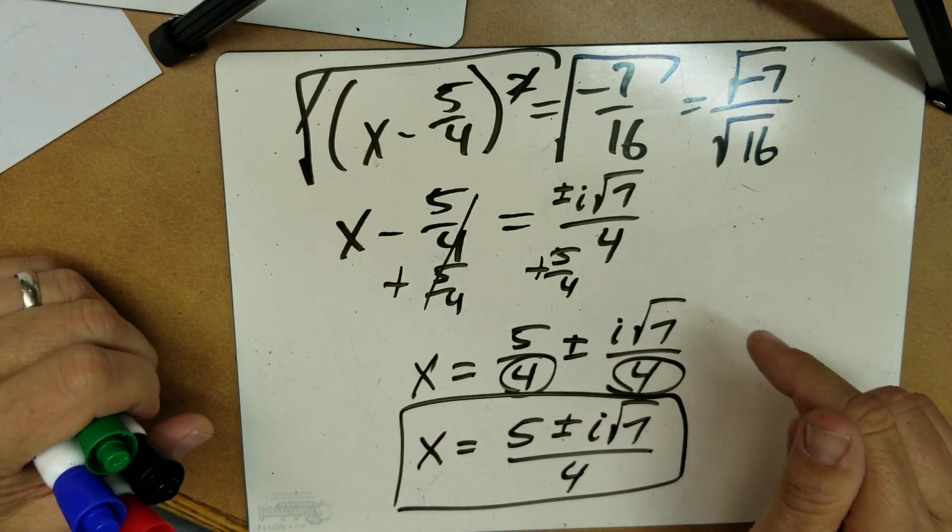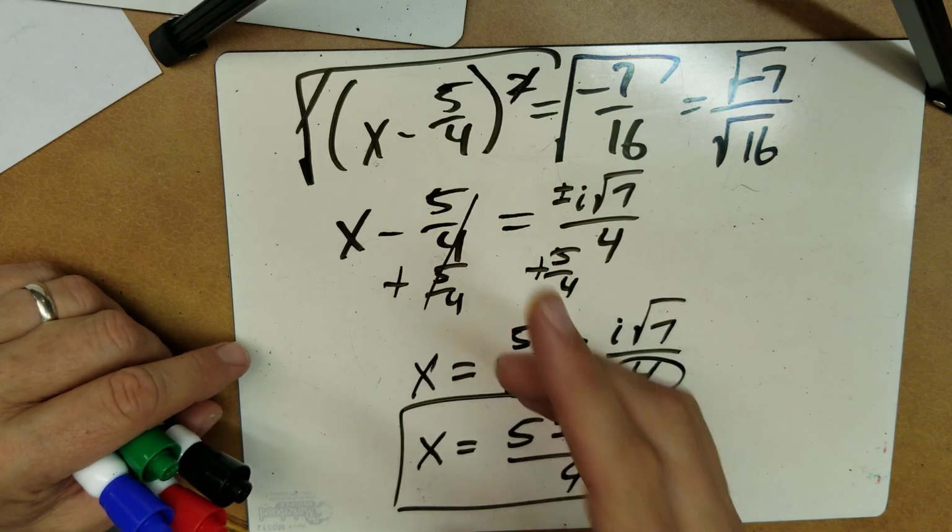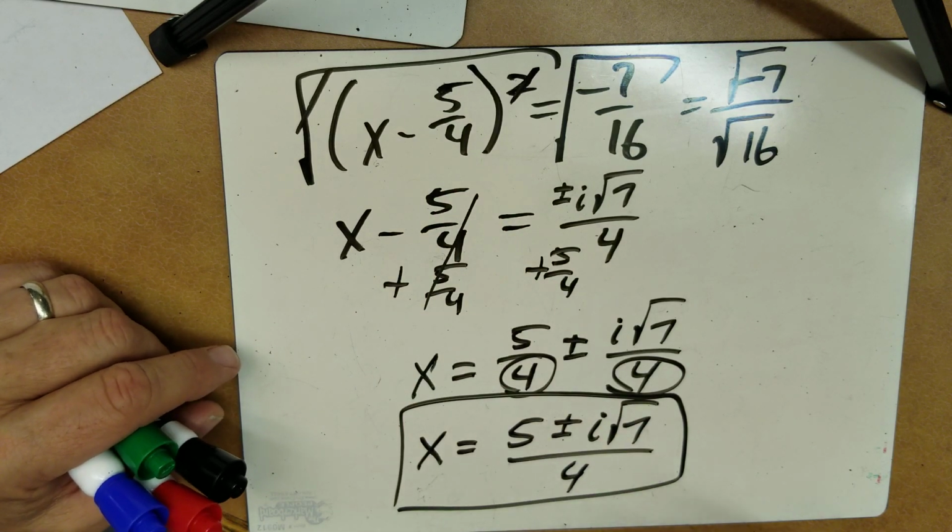So why did I do this example? To show you we can get imaginary numbers and to show you how to deal with fractions because it gets ugly, all right?